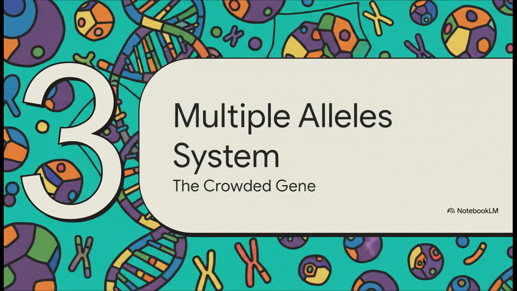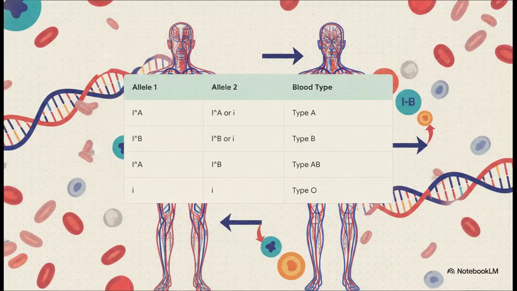That takes us to section 3, the multiple alleles system, which I like to call the crowded gene. So what happens when a single gene has 3 or more alternative alleles just floating around in a population? I mean, most genes we think about exist in just 2 forms, but biology loves to give us options. And the perfect example of this is literally flowing right inside our own veins. Using the human ABO blood group system, we can see it's actually governed by 3 distinct alleles in the human population: IA, IB, and little i.